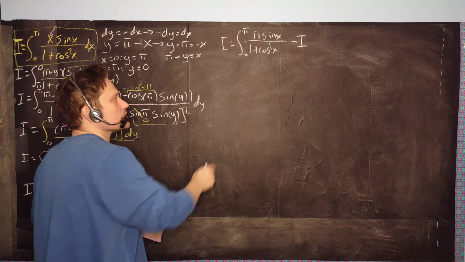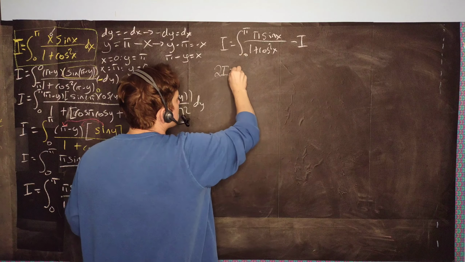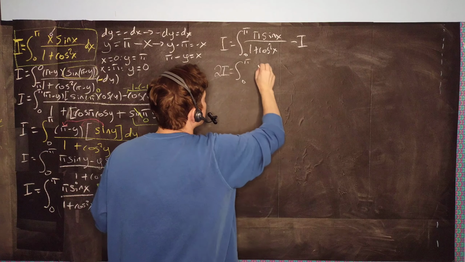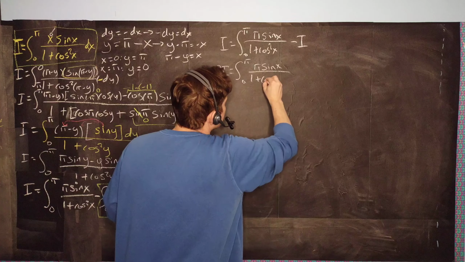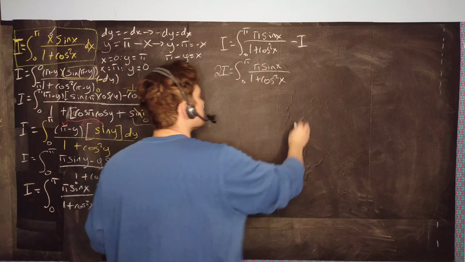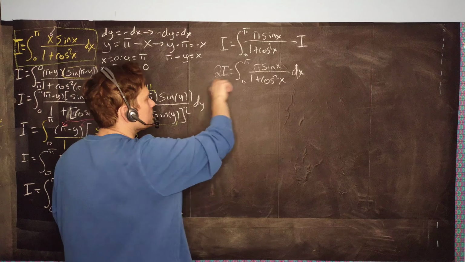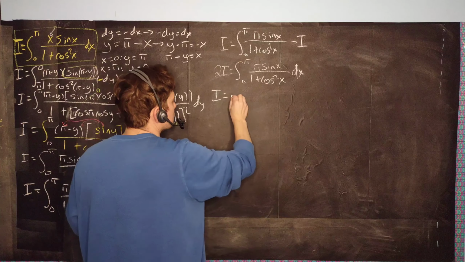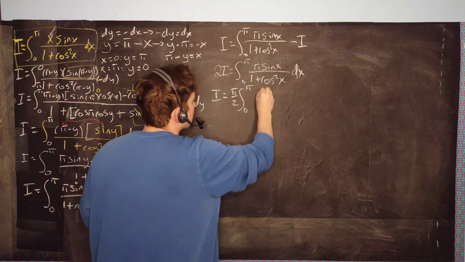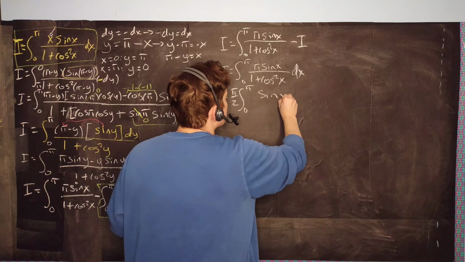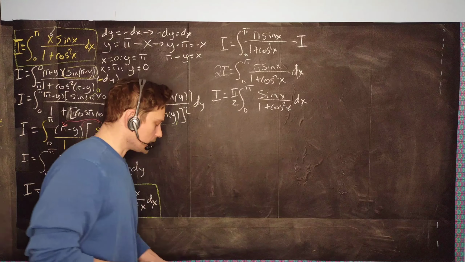What can we do next? Then we can just add I to both sides. So in other words, we're going to have naturally 2I is equal to the integral that goes from 0 to pi of pi sine x over 1 plus cosine squared x with the dx right here. All right, there we go. Now, just divide through by 2, so I would be equal to the integral, pull the pi out, so it's pi over 2, and the integral from 0 to pi of sine x over 1 plus cosine squared x dx, this way. We're getting close here.